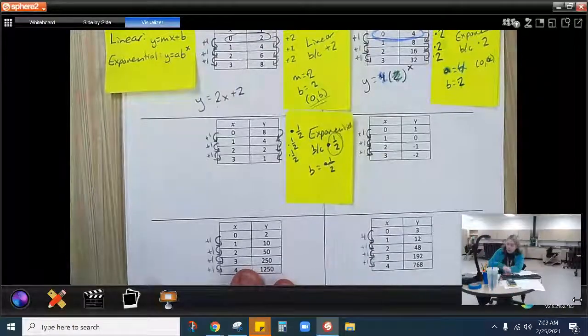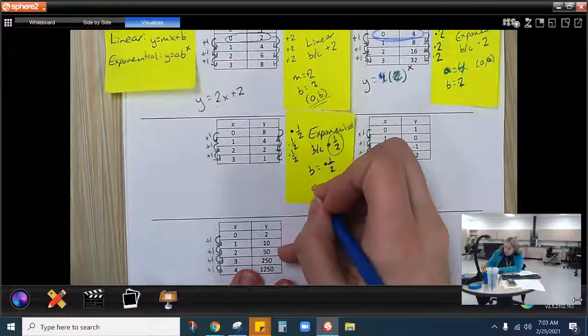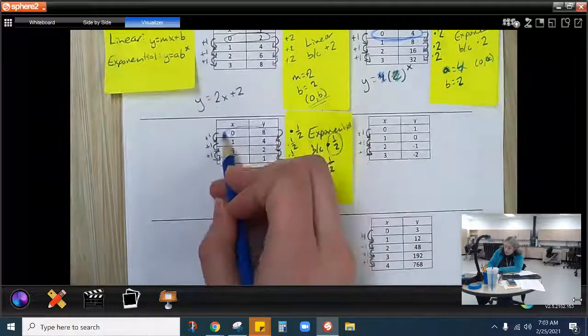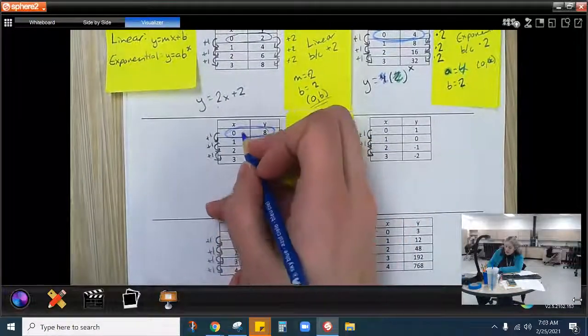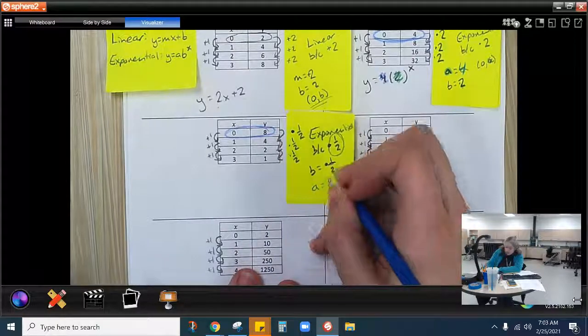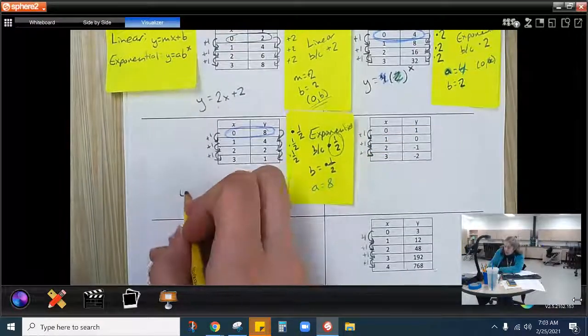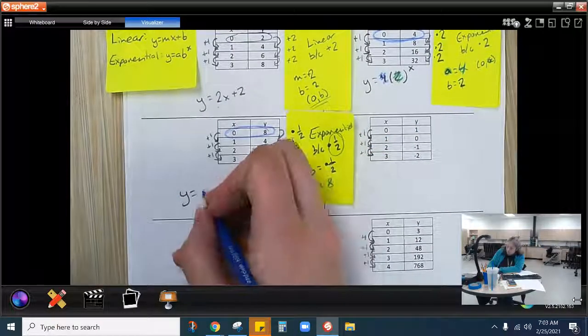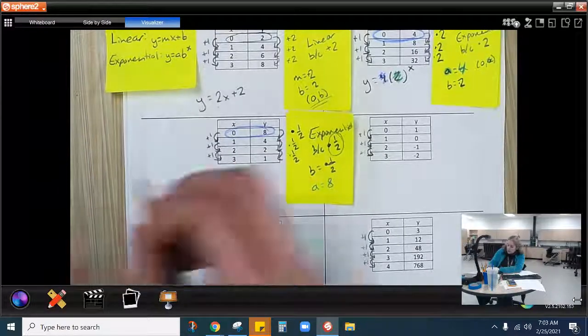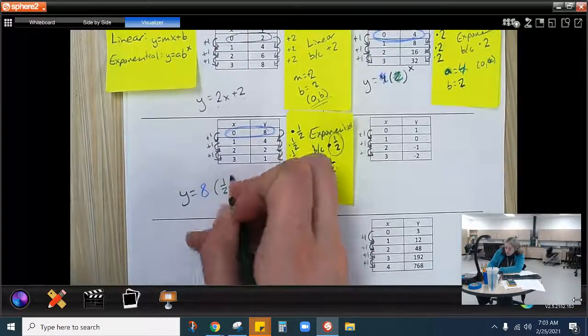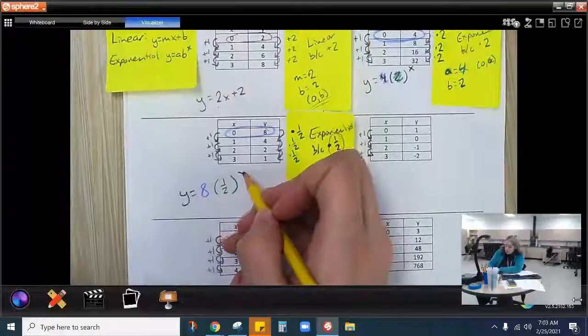So now we can look at this and say, okay, well then what's our a value? What is our starting value? Oh, look, it's right there. When x is 0, a is 8. So I can write this as y equals 8 parentheses 1/2 to the x.